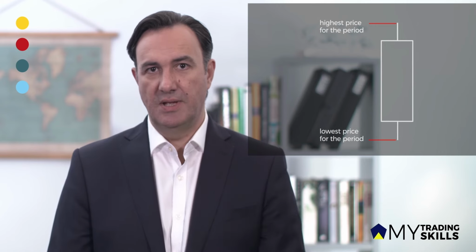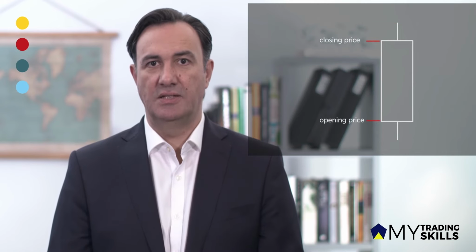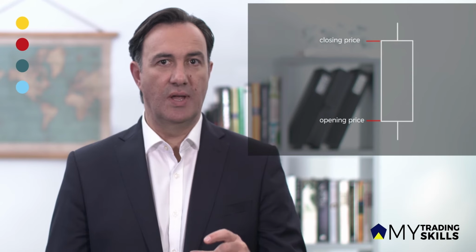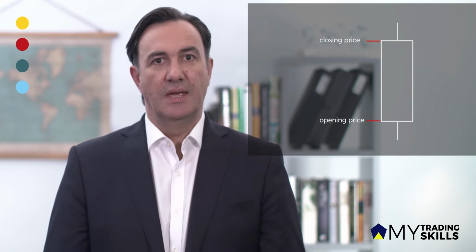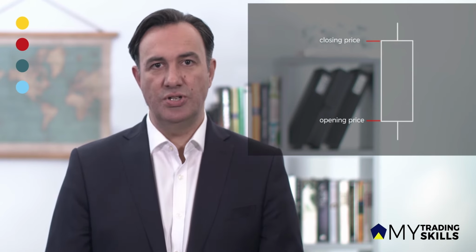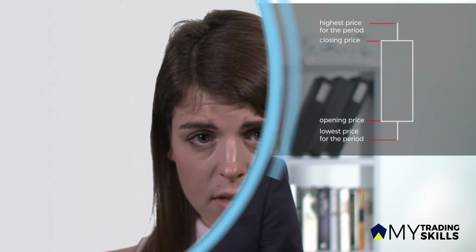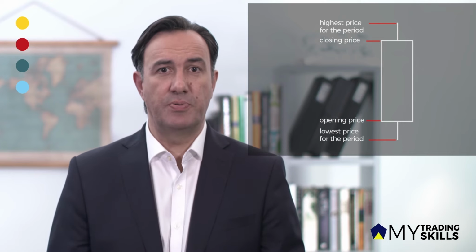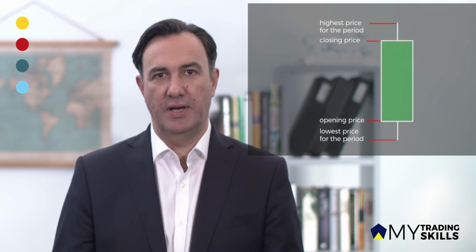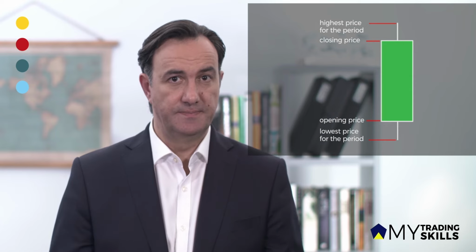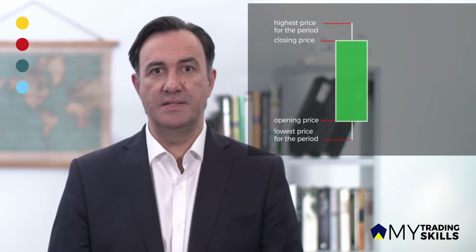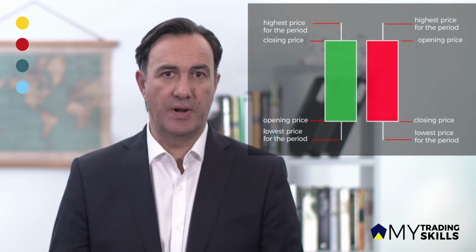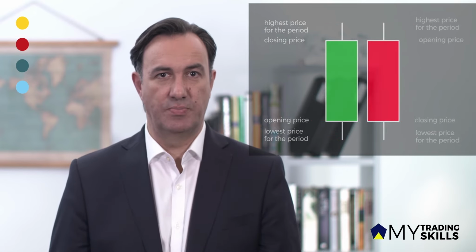The blocks in the middle display the open and the close. This is known as the body. They can be colored to indicate bullish and bearish ranges. Bullish is when the market is moving up and bearish is when it's moving down, right? Yes, they are normally green when the closing price is above the opening price. This is a bullish candle. A bearish candle is typically red when the opening price is above the closing price.